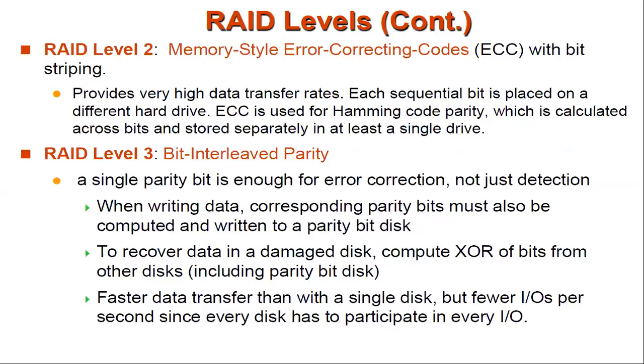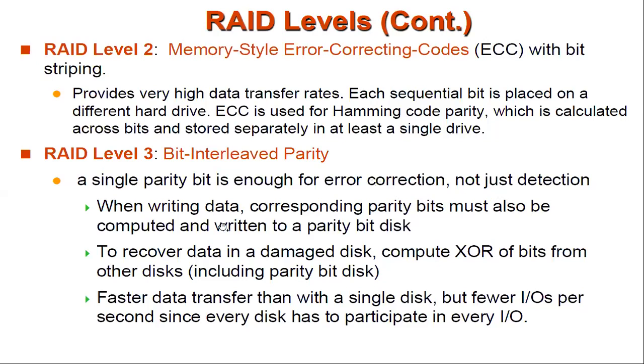And then RAID level 3 is bit-interleaved parity, right? So here it is a small modification of your RAID level 2. Again, it uses bit striping only. Okay, a single parity bit is enough for error correction. So instead of checking the entire bit values of your data, it is enough to check the single parity bit of your data for error correction. Okay, so it is actually correcting your error, not just detecting it. At the same time, it is going to correct your errors.